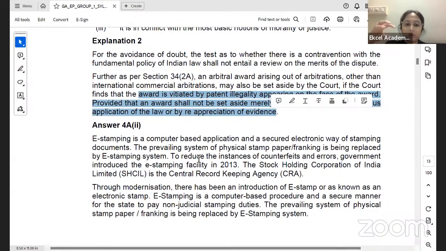That means, if you apply, patent illegality means the core of the law itself you have applied wrongly. It is not just an error. Patent illegality means the core understanding of the law itself is wrong. Completely wrongly you have applied the law, and completely you have gone against the law and you have given some decision. So then the court will consider these things and grant you setting aside of the award.